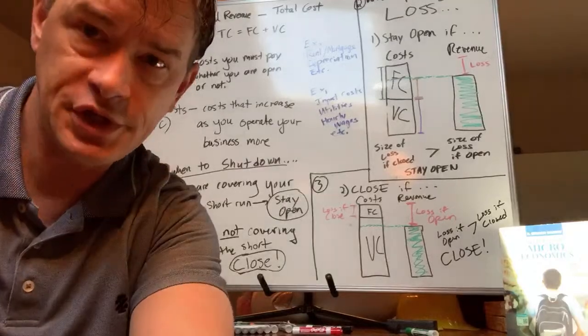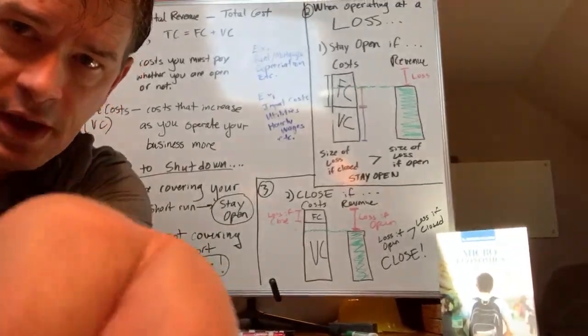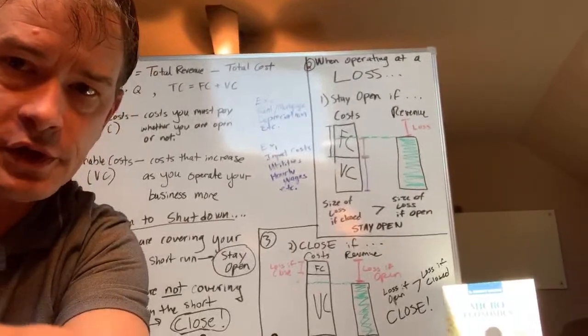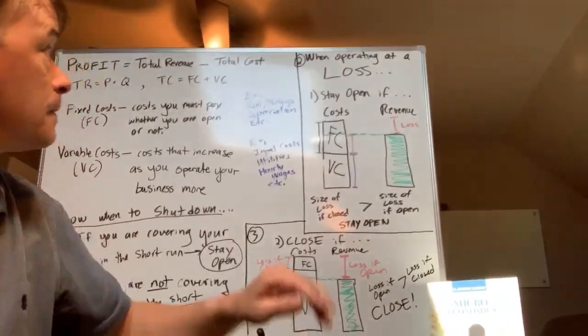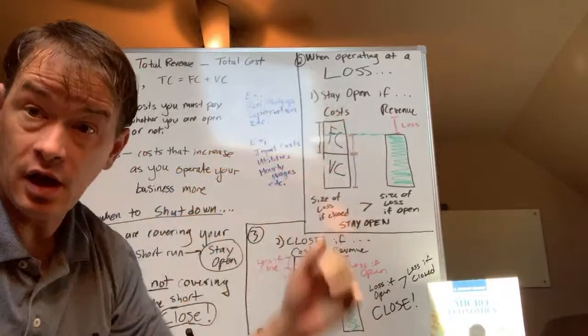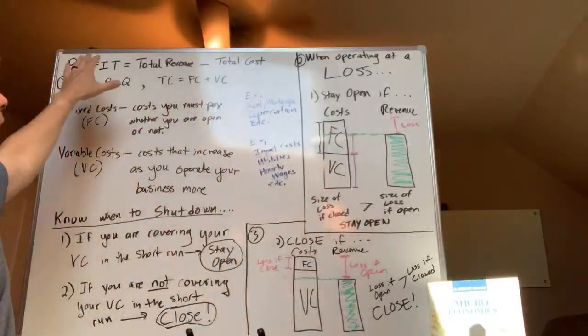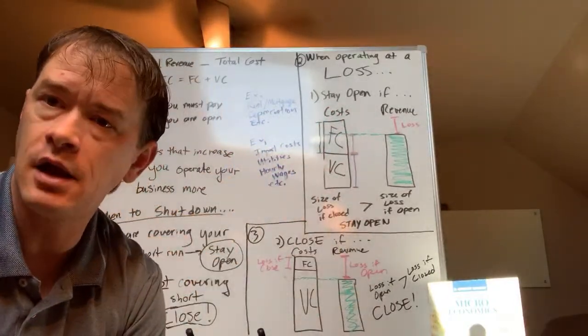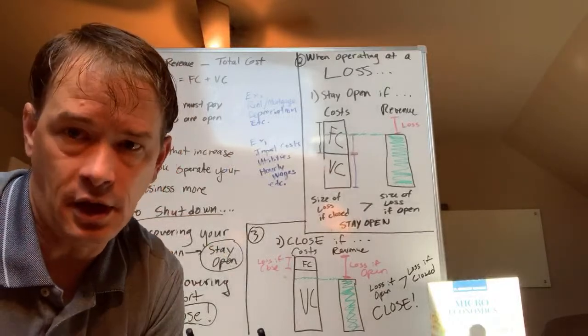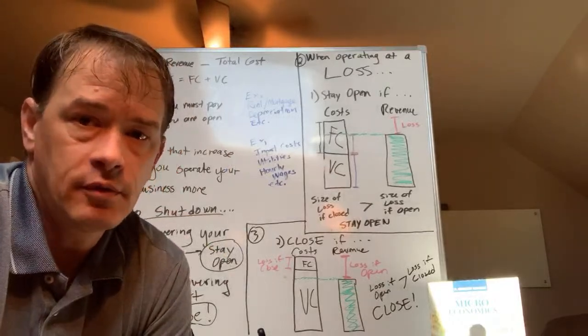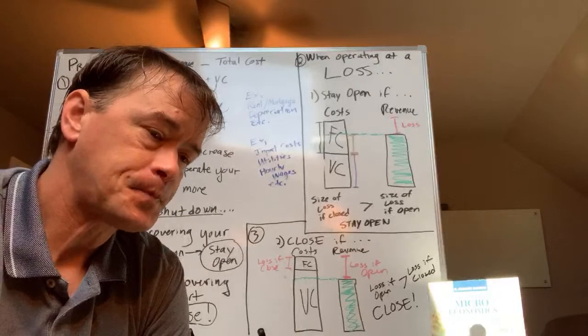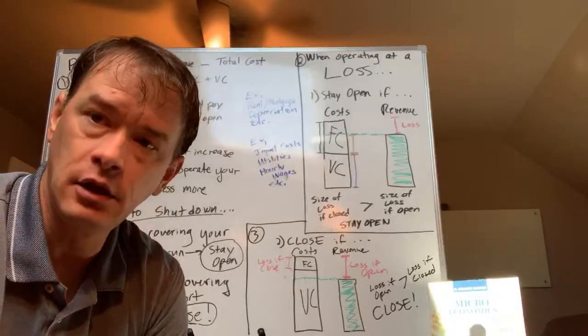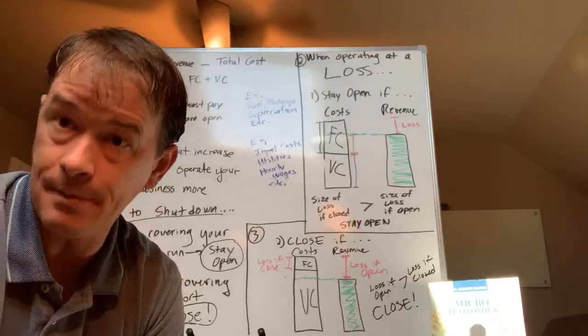So I'm going to adjust the camera just a little bit. So let's look at this visually. Let's see if this can help. So when operating at a loss, now ideally here we're dealing with profit, but right now revenues are down. You're going to be operating at a loss. All right, you can't really avoid that. The question is how long, and when should I stop operating at a loss?